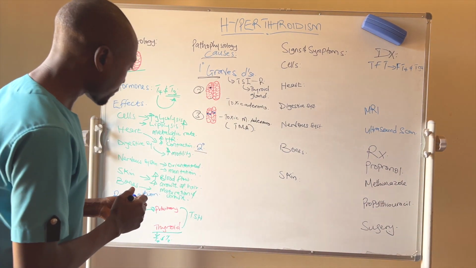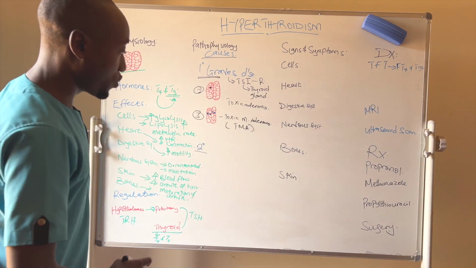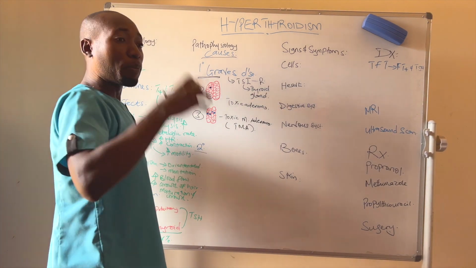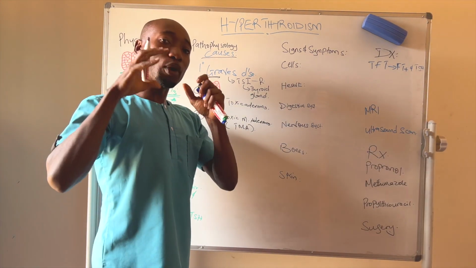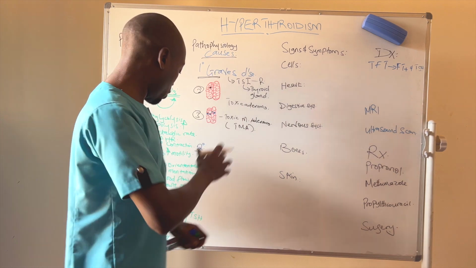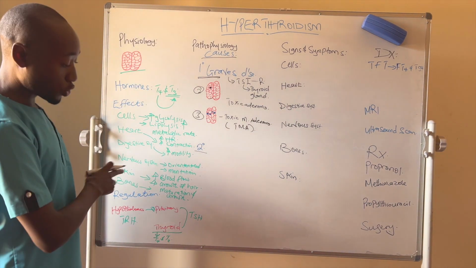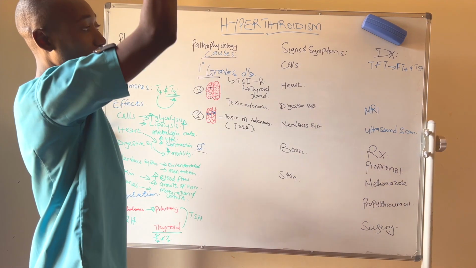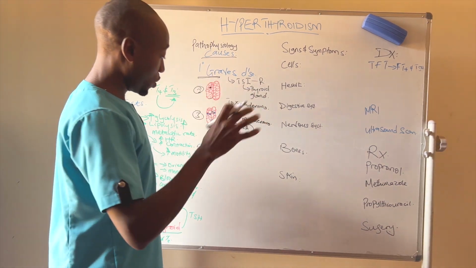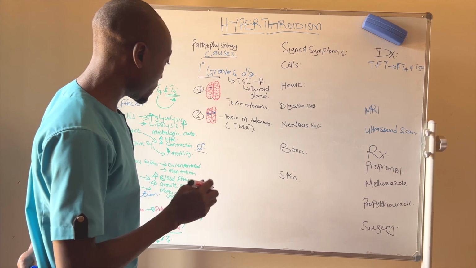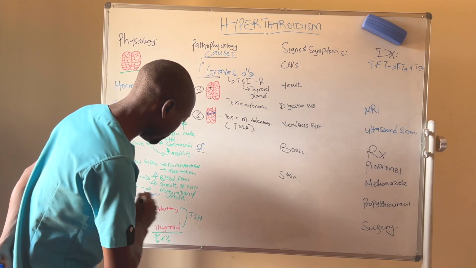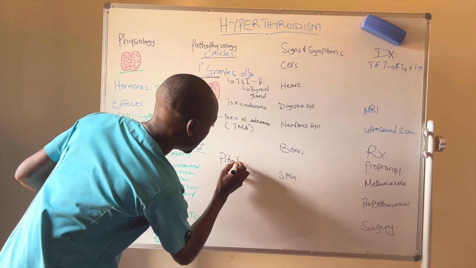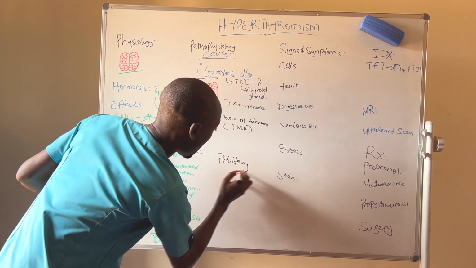Now, let's look at the secondary causes, okay? Secondary basically means that the problem is not the thyroid gland, but the problem is somewhere else. It could be the hypothalamus, or it could be the anterior pituitary gland. So this problem, when it is somewhere else, not the thyroid gland, those are the ones that we call secondary causes. Now the first one is what we call a pituitary adenoma.